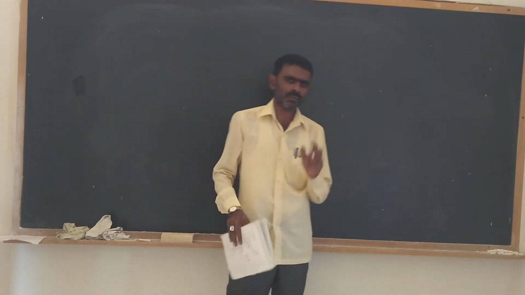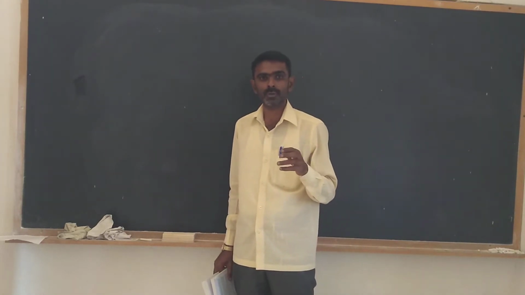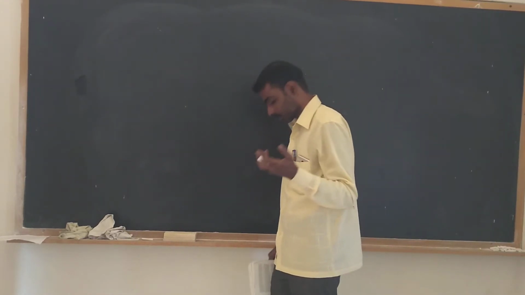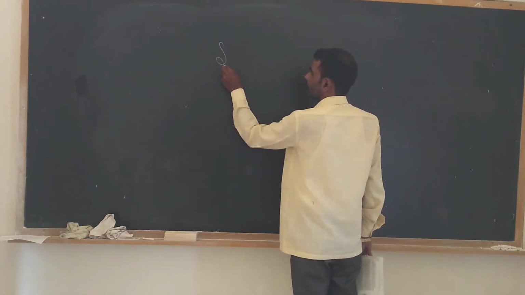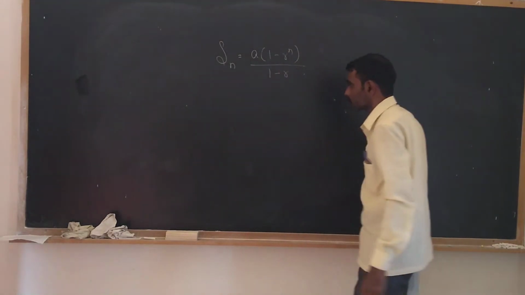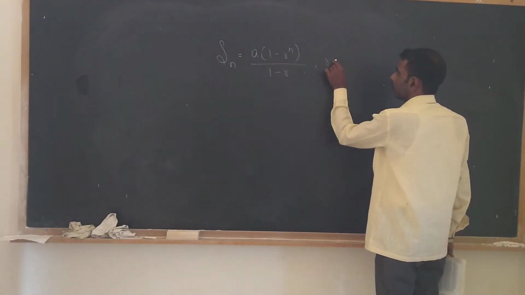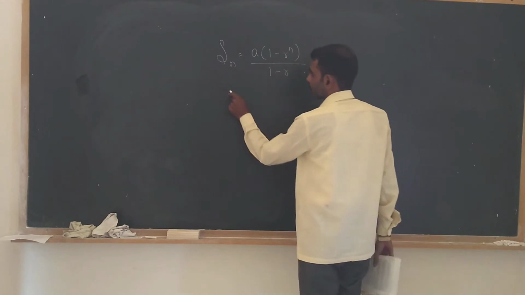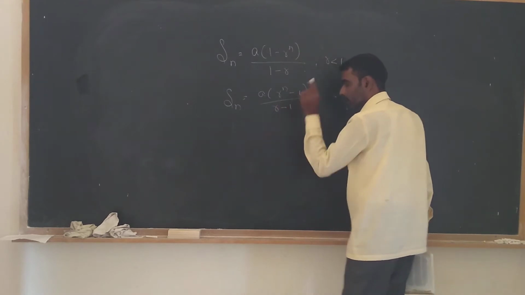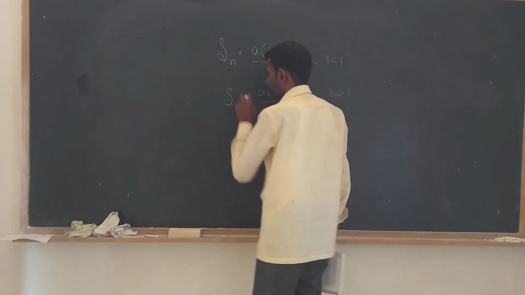Good morning, students. Now we continue with the problems based on the sum of the first n terms of a GP. The formula to find the sum of the first n terms of a GP is given by Sn = a(1 - r^n)/(1 - r) if r is less than 1, and Sn = a(r^n - 1)/(r - 1) if r is greater than 1. So these are the two formulas.